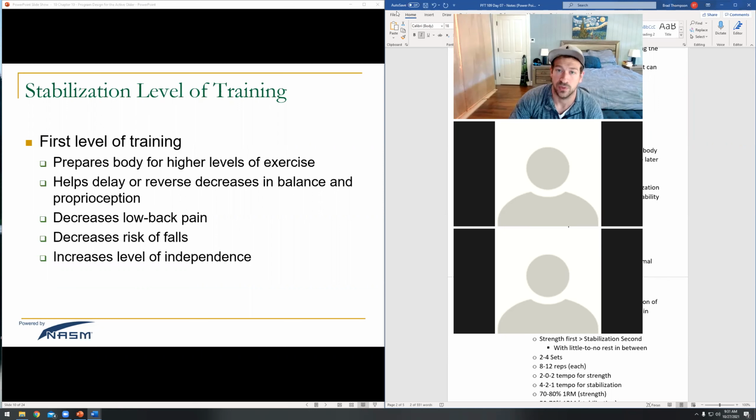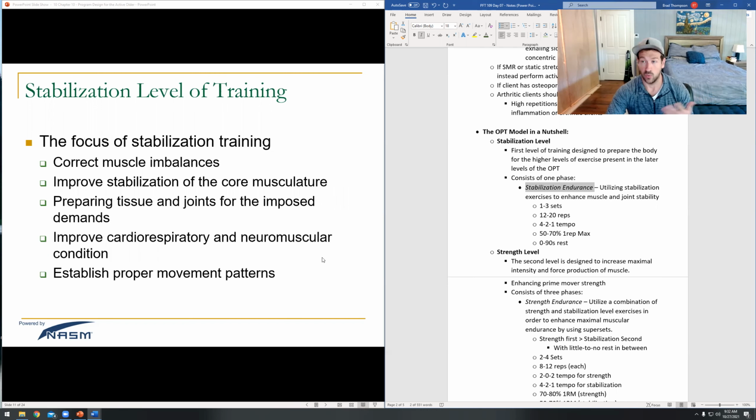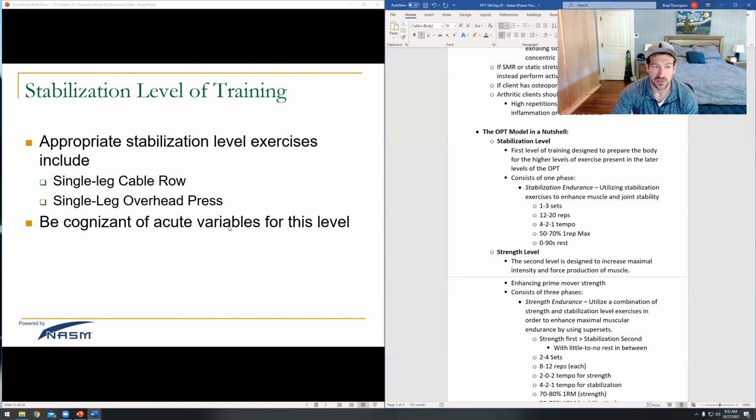So the first level of training is really great at prepping the body for the higher levels, decreasing low back pain, reducing your risk of falls because it is all about stabilization. And that can increase your clients' level of independence, which is huge for senior clients, right? They don't want to rely on anybody to help them walk around. So it's a really great phase of training for senior clients. Great way to correct muscle imbalances, improve joint stabilization, and core musculature. It also is relatively high repetition, which is very good for your cardiorespiratory system. And it's all about, like I said, those proper movement patterns.